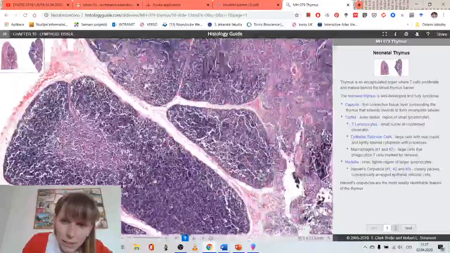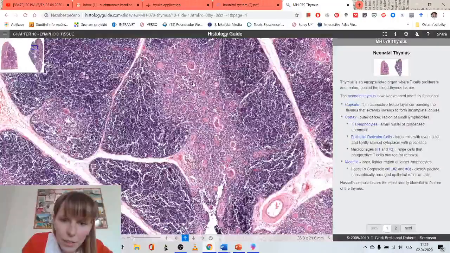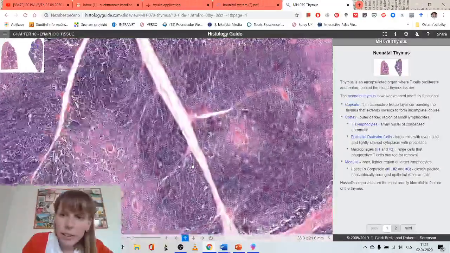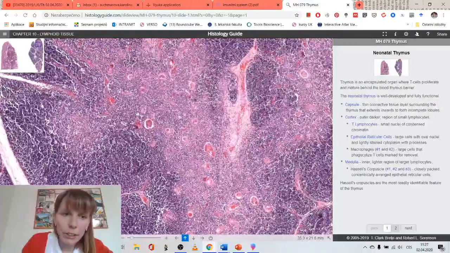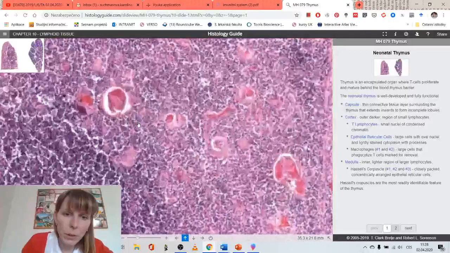Let's see, maybe here. If you don't find them in one region, just go somewhere else, and here you see a big piece of the medulla and a lot of them. So let's zoom in.